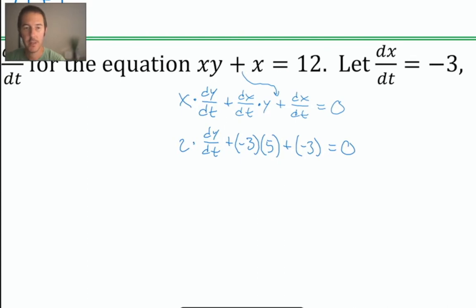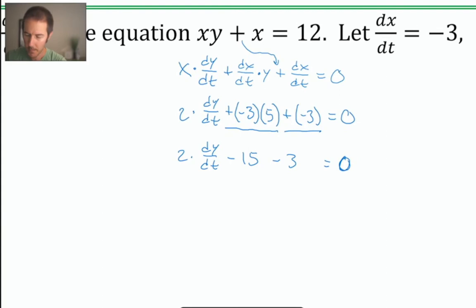Now should I try to isolate dy dt? Maybe not yet. Maybe let's do some multiplication and then combine like terms with that -3. So let's keep the 2 times the dy over dt. And I've got plus a -15 here, which is really the same thing as -15, and then plus a -3, which is really like -3 equals 0. So while I didn't just put a minus 18 on the left-hand side right away, I'm definitely going to go ahead and add 18 to both sides.